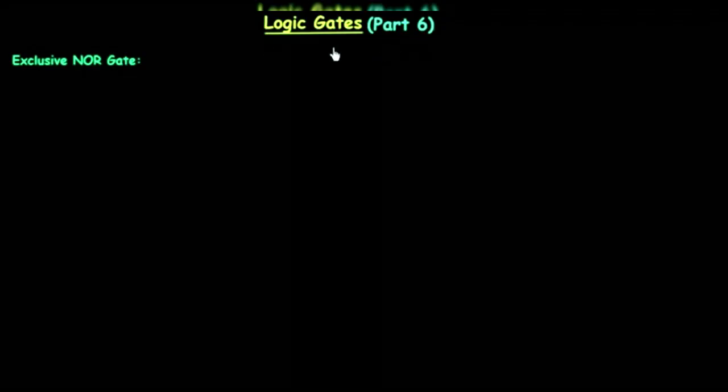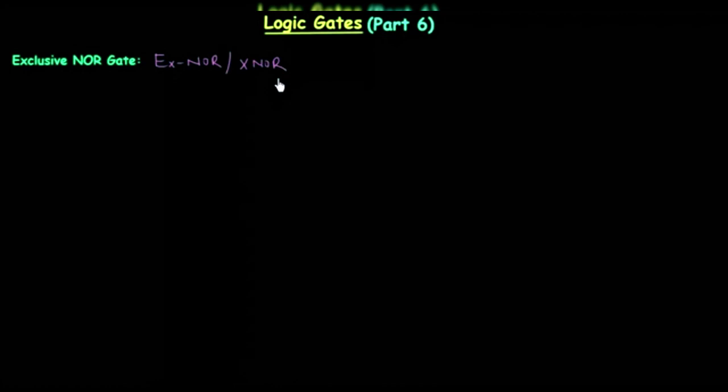In this part of logic gates, we will learn exclusive NOR gate. In the last lecture, we completed exclusive OR gate. Exclusive NOR gate is also written as XNOR. XNOR gate is obtained by complementing the output of XOR gate.